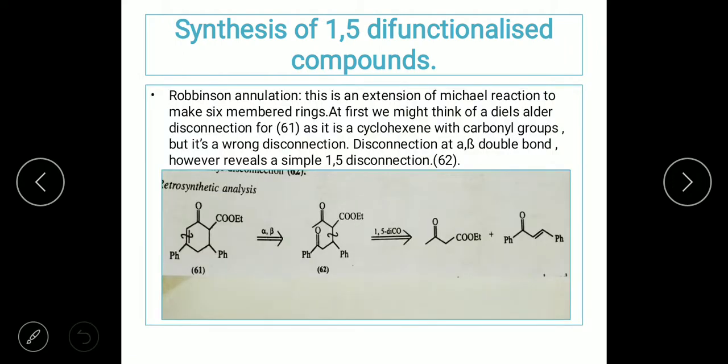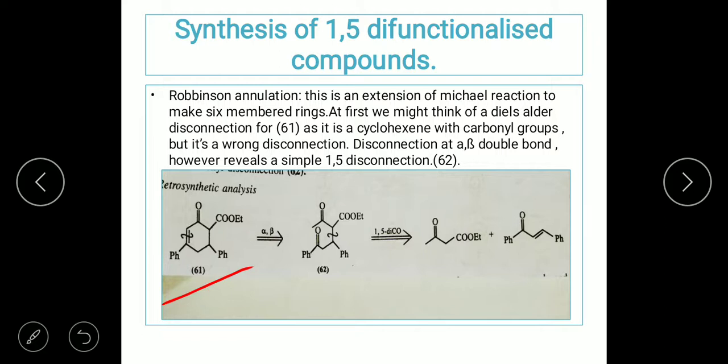The next topic we'll go for is Robinson annulation. Robinson annulation is a very good synthesis in organic chemistry, because it always helps in ring formation. Wherever there's a ring formation, we can make use of Robinson annulation. Now this is an extension of the Michael reaction to make 6-membered rings. At first, we might think of a Diels-Alder disconnection of 61 as it is a cyclohexene with carbonyl groups, but it's a wrong disconnection.